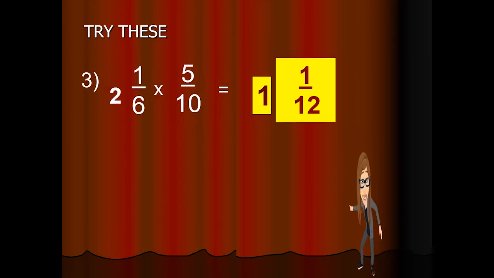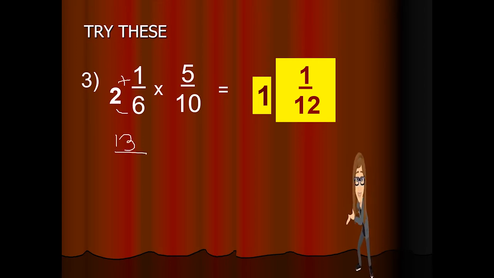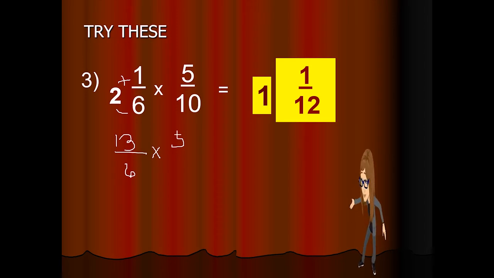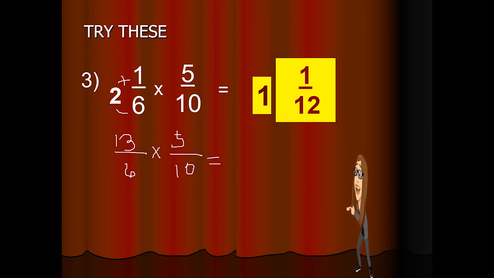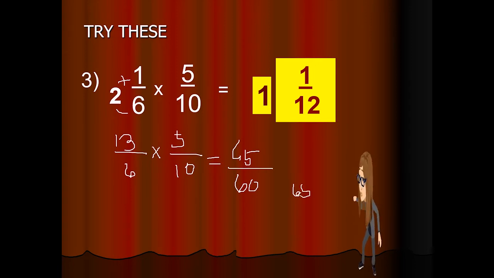Next, we have 2 and 1, 6. So we multiply this. That is 12 plus 1. That is 13 over 6 times 5 over 10. So we have 13 times 5 is what? 13 times 5, 65. 65 over 6 times 10 is 60. So we need to divide 65 by 60 to get the lowest term.